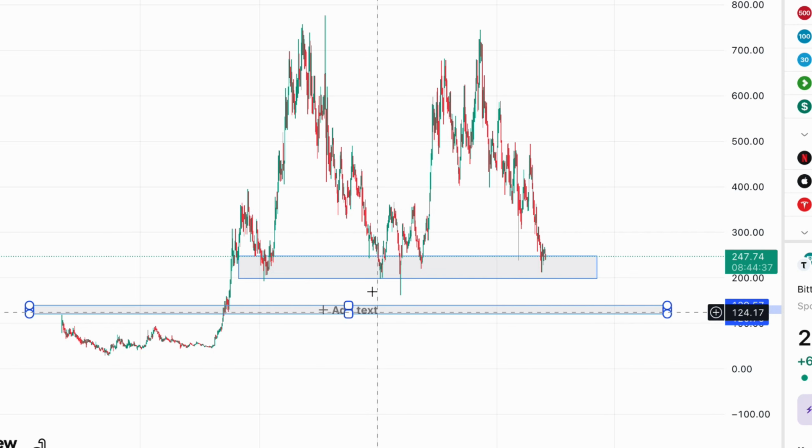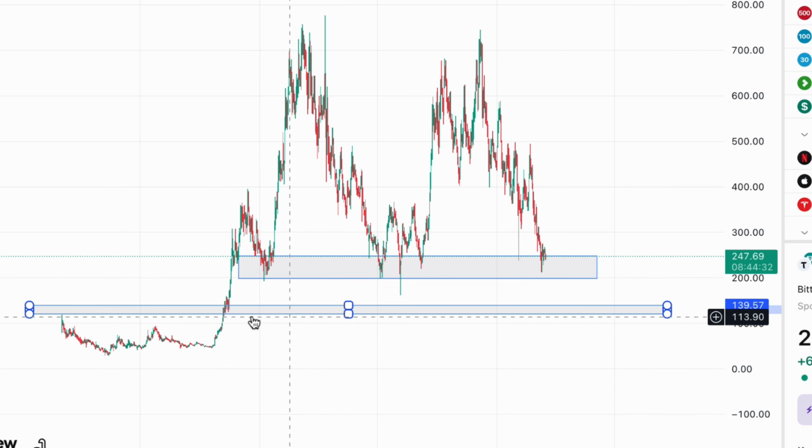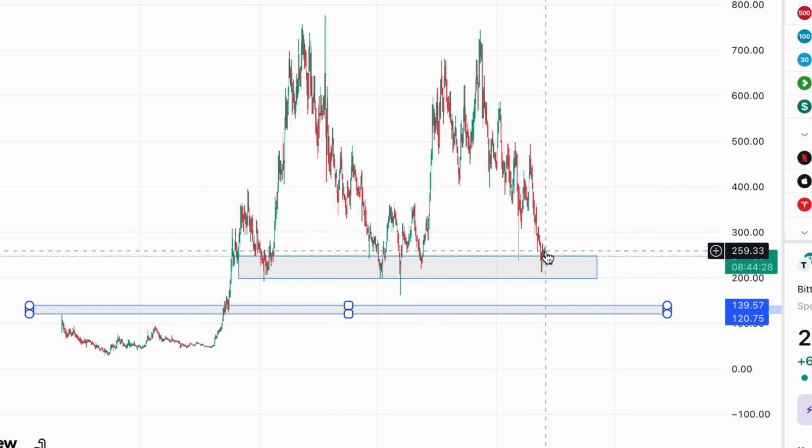You can see this region. So down here is the support, and then up here is the resistance. So if this doesn't hold this region, it might most likely test this region, which is around $86. So you want to see this coin hold here.